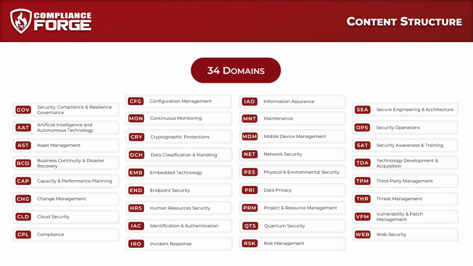The domains span security and privacy governance, asset management, business continuity and disaster recovery, capacity and performance planning, change management, cloud security, compliance, configuration management, continuous monitoring, and cryptographic protections, data classification and handling, embedded technology, endpoint security, human resources security, identification and authentication, incident response, information assurance, maintenance, mobile device management, network security, and physical and environmental security, privacy, project and resource management, risk management, secure engineering and architecture, security operations, security awareness and training, technology development and acquisition, third-party management, threat management, vulnerability and patch management, web security, artificial and autonomous technologies, and quantum security.